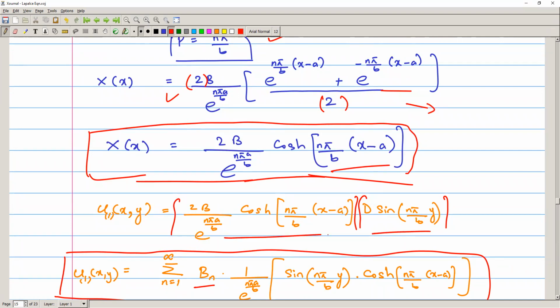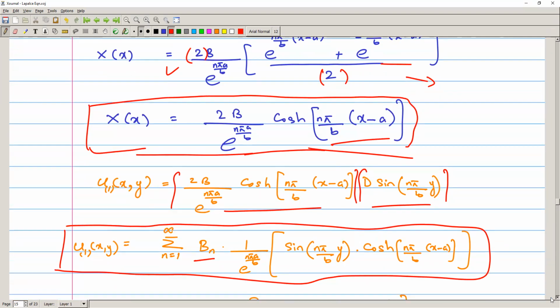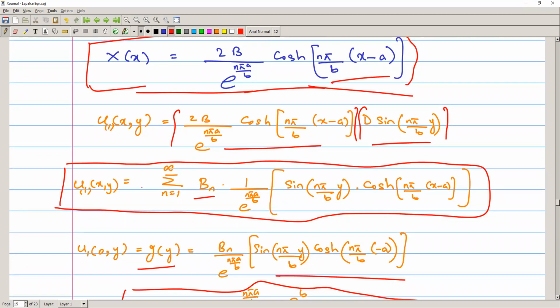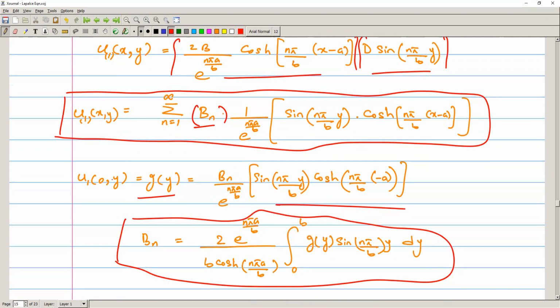Here is the function. So the general solution, we can write it in the form, because 2b over 2b times d, we can write it as bn, and 1 over e to the power n pi over b is again a constant, so we'll write it as it is, and then we have the general solution here, right?